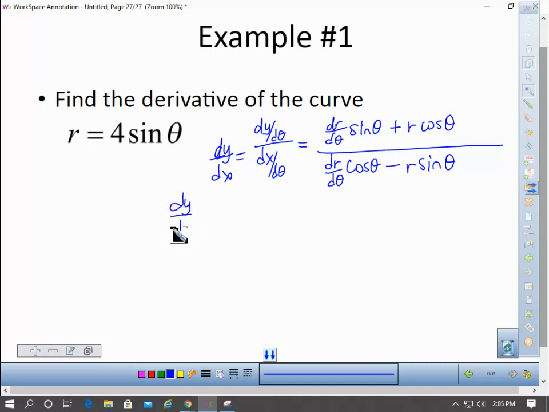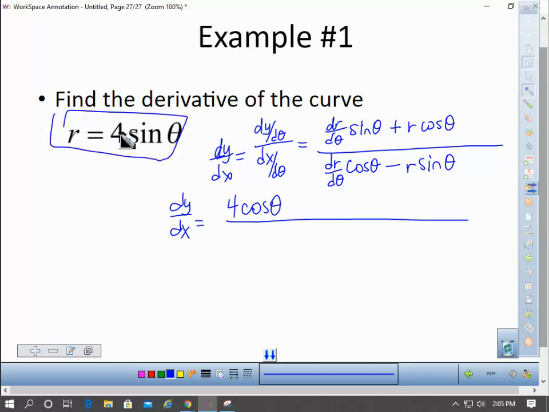So dy dx is going to equal dr d theta. So that means I need the derivative of this function, dr d theta. So the derivative of this is going to be 4 cosine theta, because I'm taking the derivative of r in terms of theta. This is r. So I'm taking the derivative of this function in terms of theta. So 4 cosine theta. So that's going to be down here too, because that's dr d theta on the bottom.